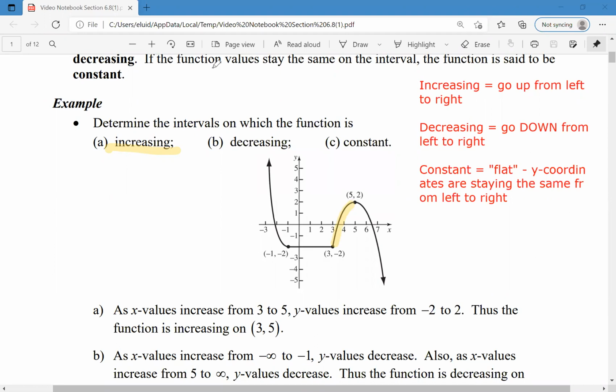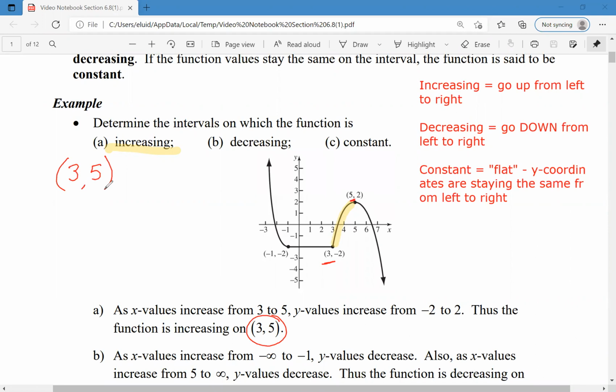So the way we would answer that to describe this interval, what you want to do is focus on the x coordinates. So as x goes from 3 to 5, the graph's y coordinates are increasing. The y coordinates are going up. It appears to have this kind of uphill look to it. So the interval, actually it's given to you below, the interval on which it's increasing is (3, 5).